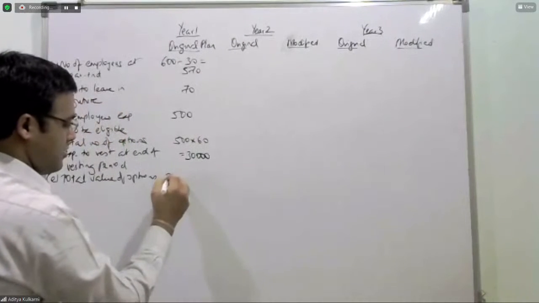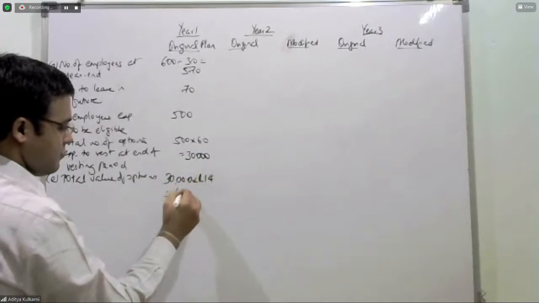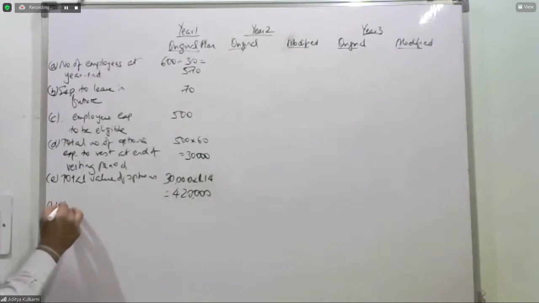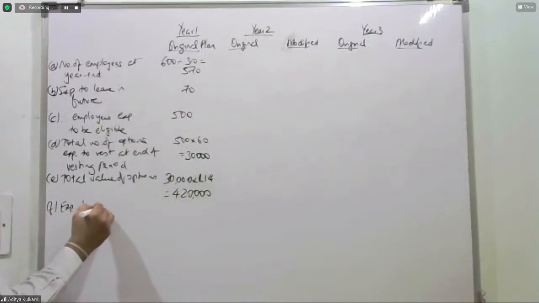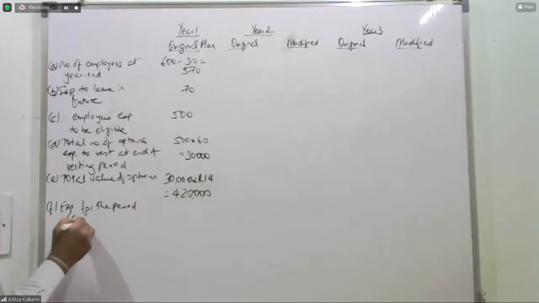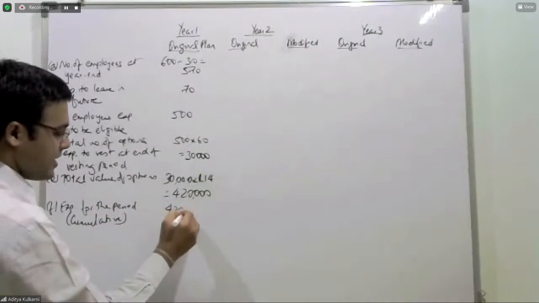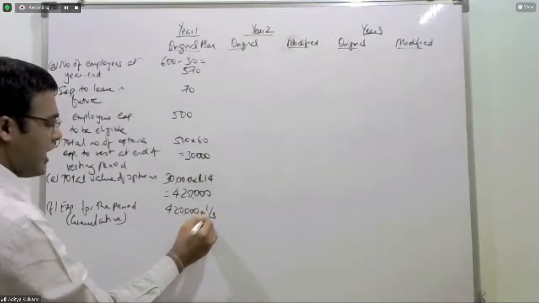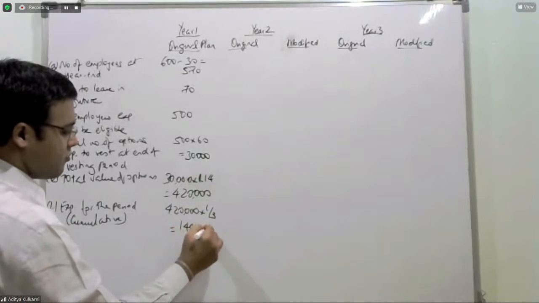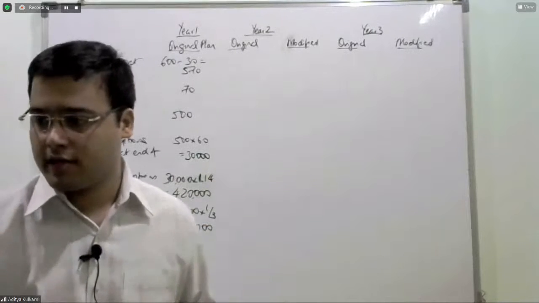Okay, just a minute. 4,20,000, expenses for the period. This is cumulative. 4,20,000. This is the first year. So I will take only 1/3. So this will be 1,40,000 rupees.